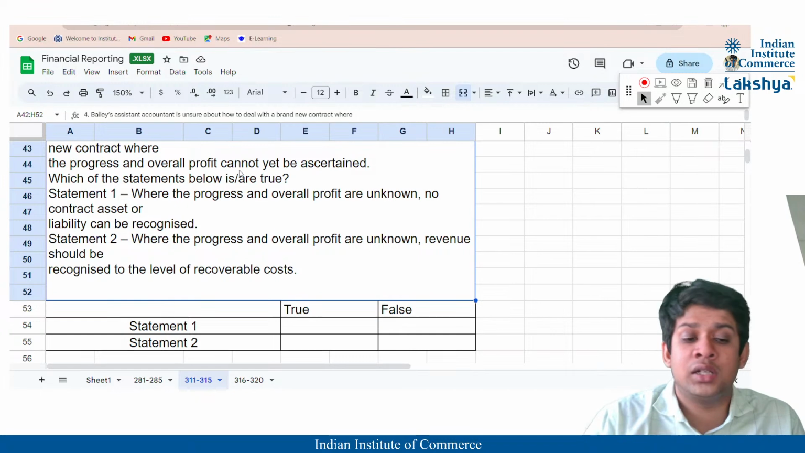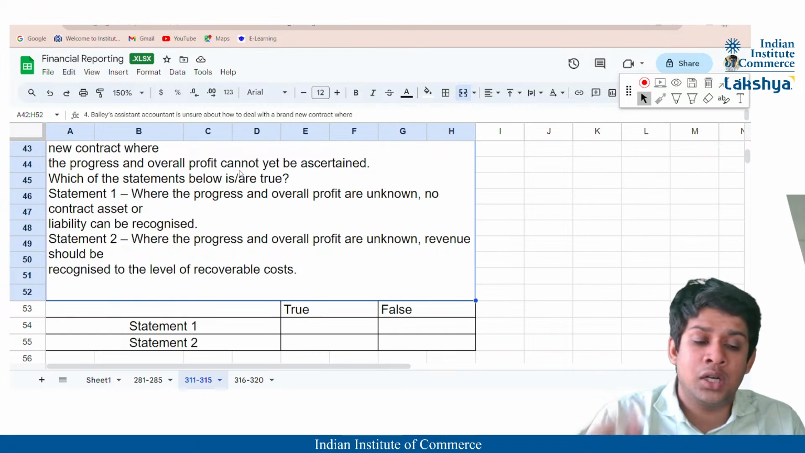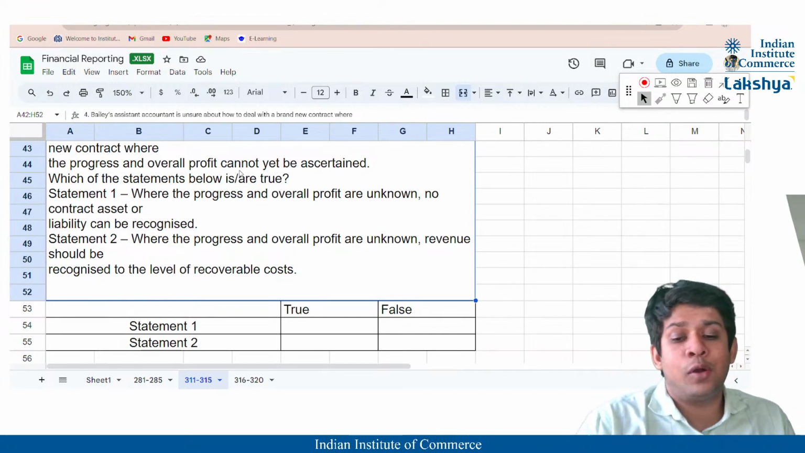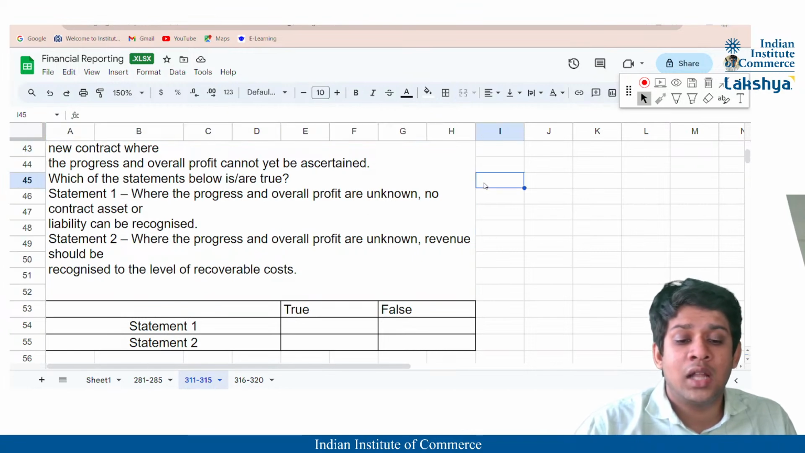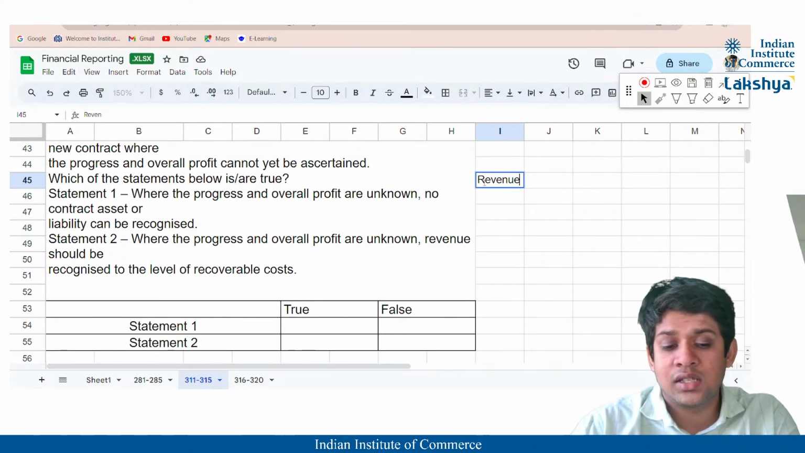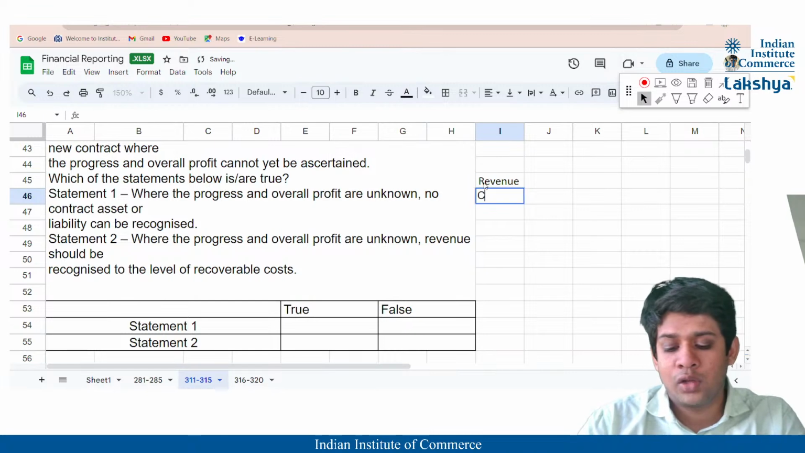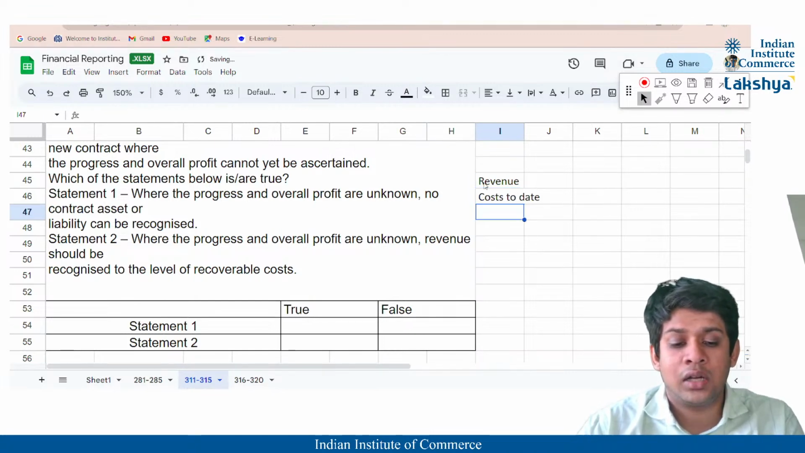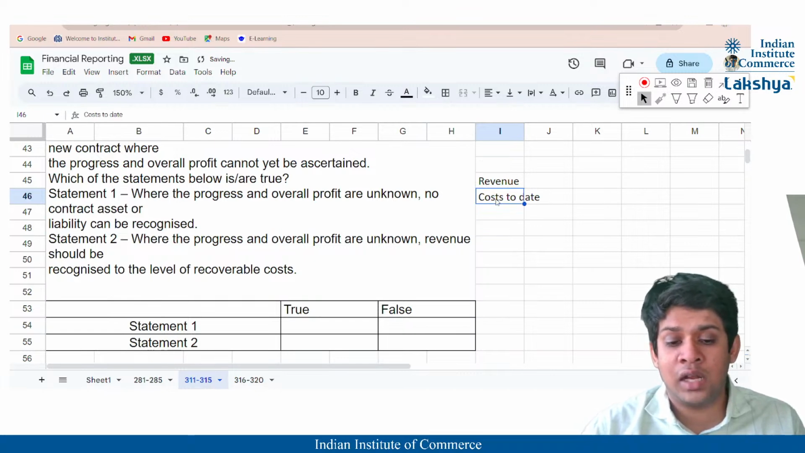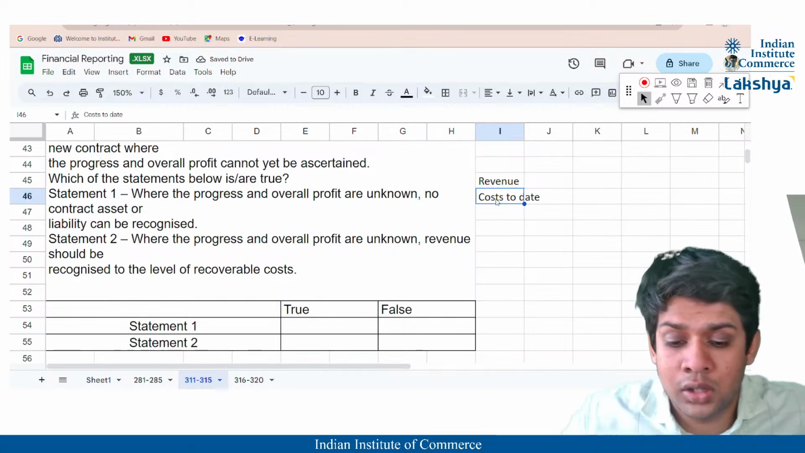So if you remember, we've done it in revenue where you are at a very early stage of the contract where the progress cannot be determined. The revenue that can be recognized is going to be up to the cost incurred to date. That means your recoverable cost. Right. Whatever are the costs to date that you've incurred, those are going to be recovered, right?